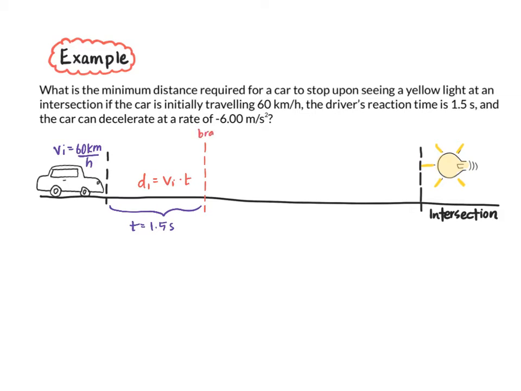Once the brakes are applied, it's going to then take the driver some more time to stop. And so in this second section here, we're going to call this D2. That's going to equal the average velocity during stopping, so final plus initial over 2, times the time. And then we have to solve for this time using our formula, negative VI over A. We're going to be able to figure out both of these distances, and we'll do that on the next slide. So we'll start with our first distance.